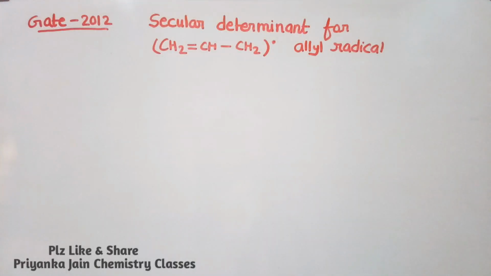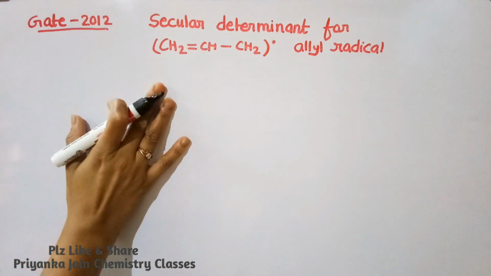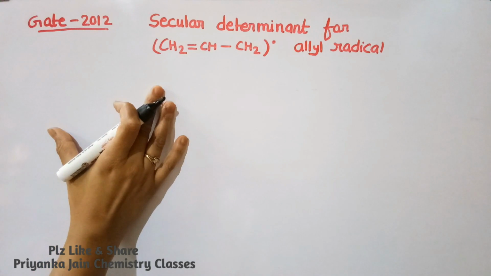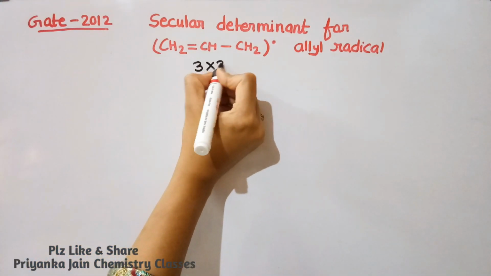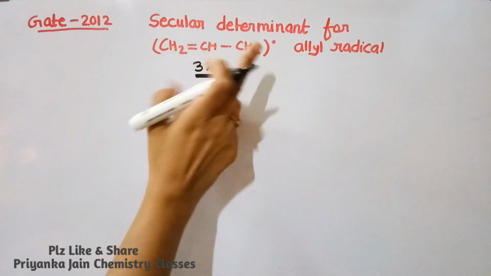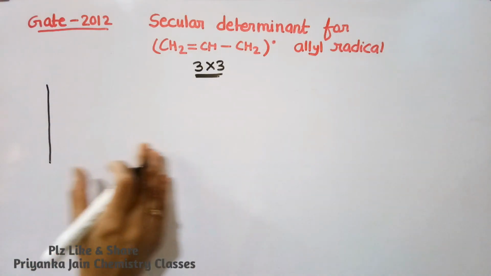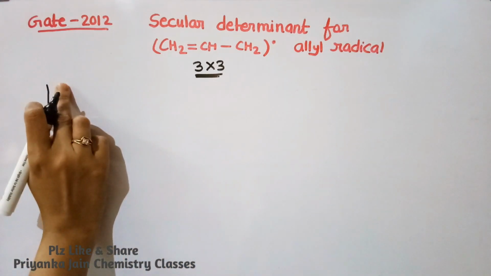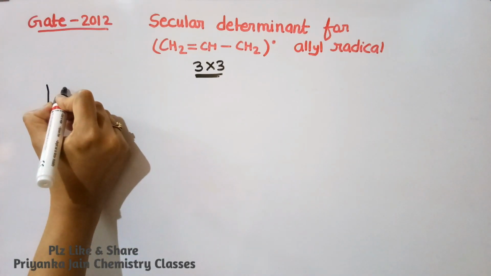Okay, now we have to see the secular determinant for the allyl radical, and this question was particularly asked in GATE 2012. Question is quite simple, and if you know, you can do it very easily. So we know that this is a 3 into 3 system. We have to make a 3 into 3 secular determinant. Why? Because there are 3 carbon atoms. So either you can do it in a full description mode, it means you can write here H11 minus ES11 etc., or you can do it in a short manner.